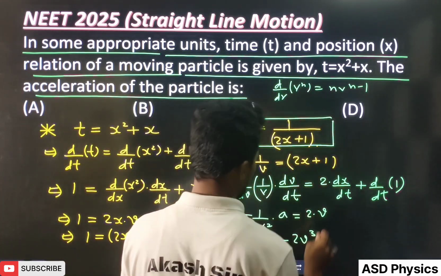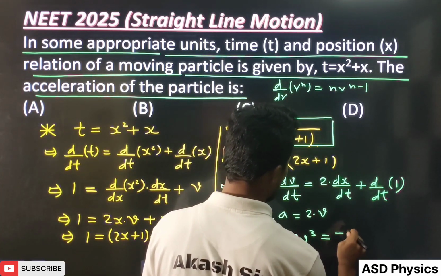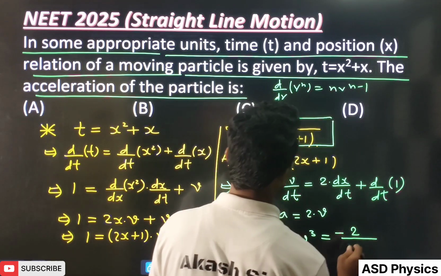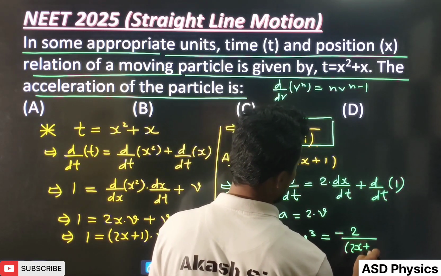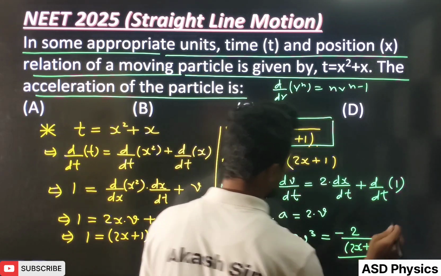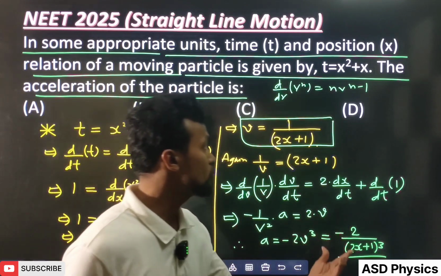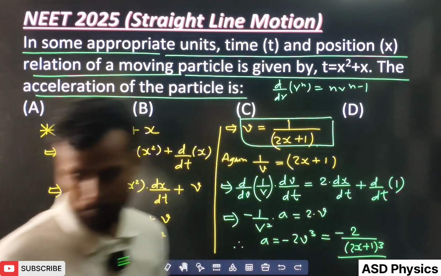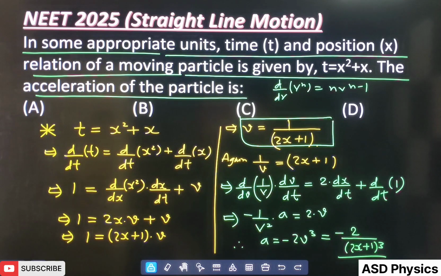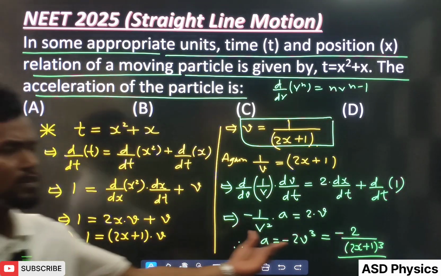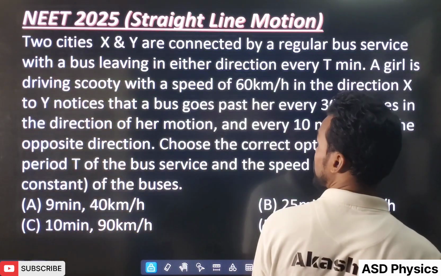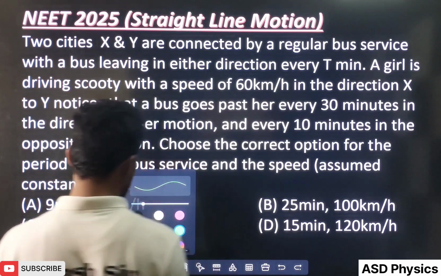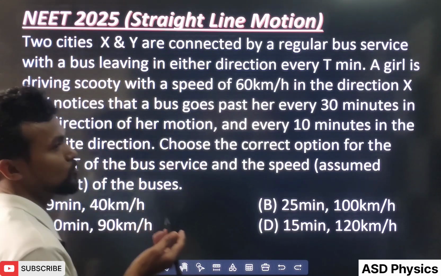This is the value of v. So the final answer will be minus 2v cube. That means we can write here 2x plus 1 whole cube. So this is going to be the answer: minus 2 by (2x plus 1) whole cube. Whatever the options are, I did not write the options, but this is the correct answer. Remember that.